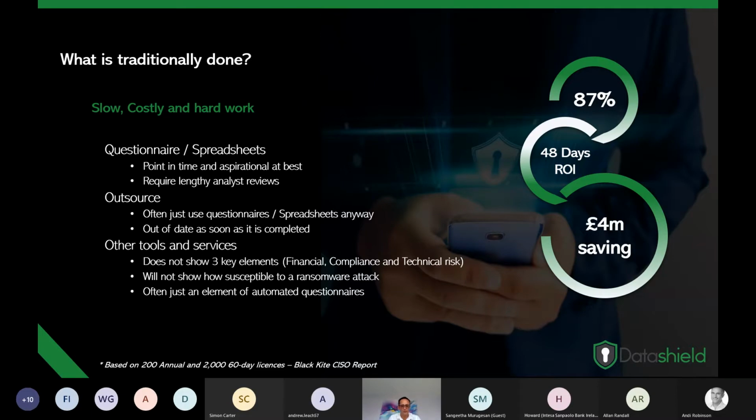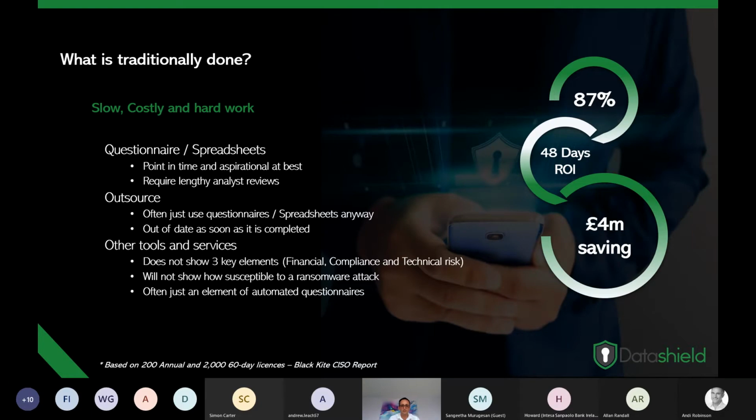You could look at outsourcing, and we've spoken to a lot of organizations that do outsource. But often they just use automated questionnaires to automate the process of collecting this aspirational, point in time information. And again, it's out of date as soon as it's completed. What if their security posture does change? How do you get notified of that? How do you get an alert that one of your supplier's security has just reduced, that they're more at risk from a ransomware attack or a data breach?